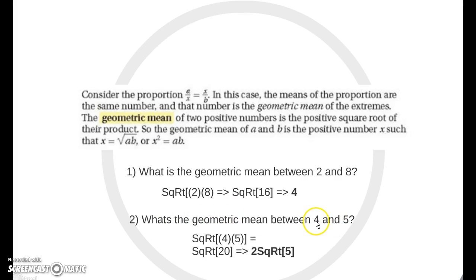Now, what about the geometric mean between 4 and 5? Well, it's going to be somewhere between 4 and 5, and there's no whole numbers, so that'll be fun. 4 times 5 is 20. The square root of 20 is 2 times the square root of 5. And if you don't see why that is true, talk to your Algebra 1 teacher or see me after class, because this is geometry.